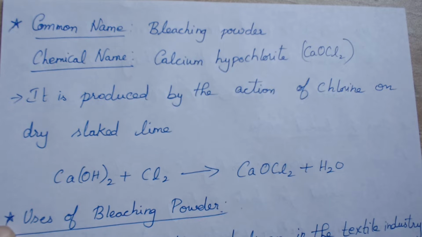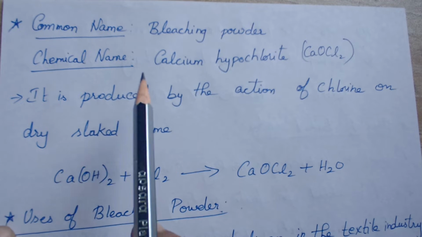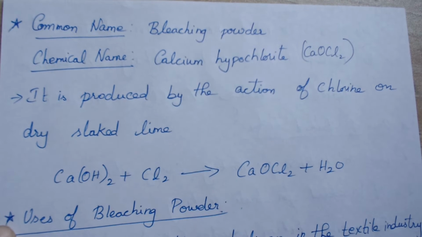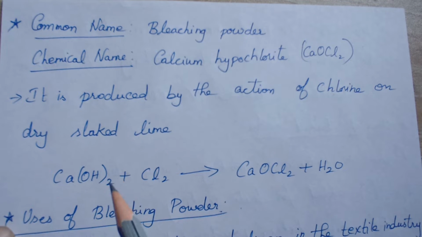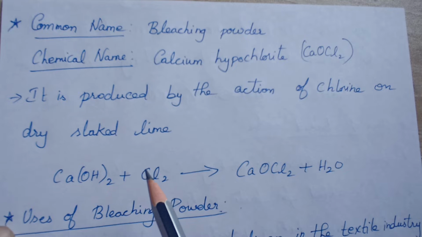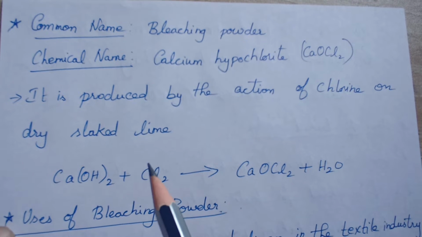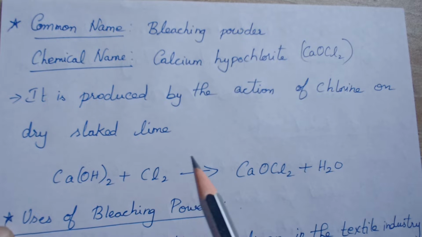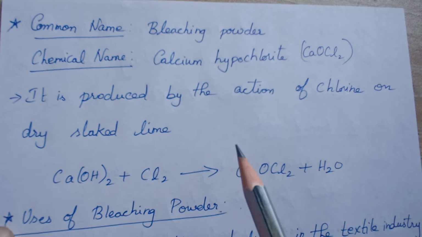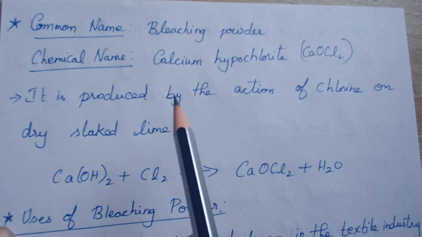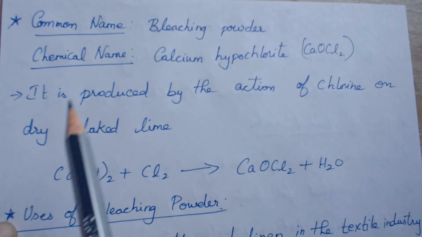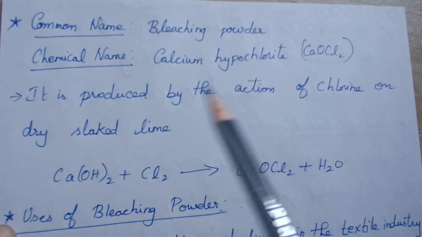So we are going to see the bleaching powder and baking soda today. We have seen that when NaCl reacts with water, it forms NaOH plus Cl2 plus H2, right? That Cl2, the chlorine gas that is produced, helps in the production of bleaching powder.